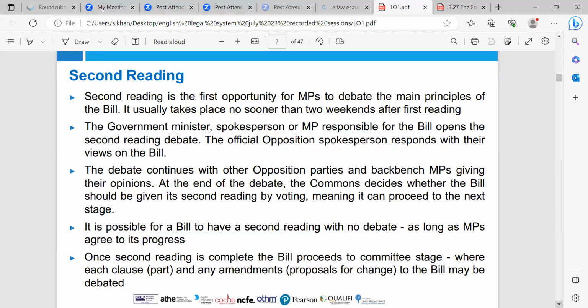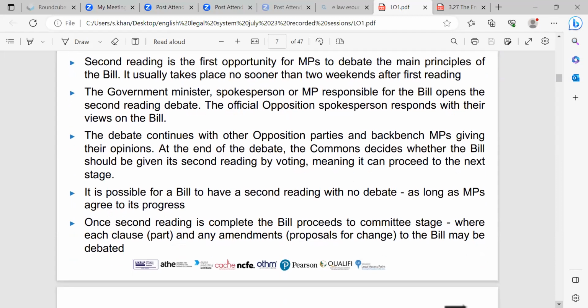The government minister, spokesman or MP responsible for the bill opens the second reading debate. The official opposition spokesperson responds with their views on the bill. The debate continues with other opposition parties and backbench MPs giving their opinions. At the end of the debate, the Commons decides whether the bill should be given its second reading by voting, meaning it can proceed to the next stage. It is possible for a bill to have a second reading with no debate as long as MPs agree to its progress.